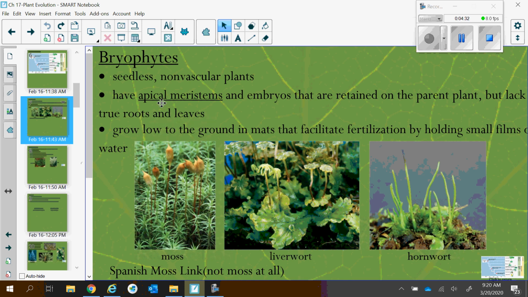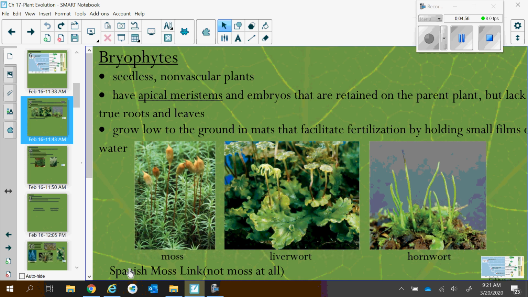So the apical meristem, apex meristem, region of growth, right? And they lack true roots and leaves, but they do have many adaptations for moving forward onto land, right? They grow low to the ground because they lack that lignin that makes them stiff, and they obviously have to be really close to water, all right?